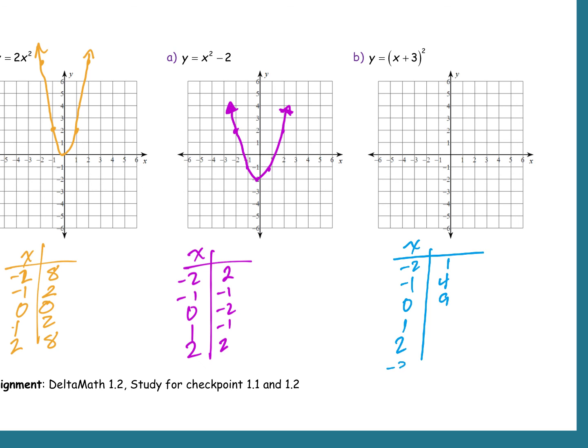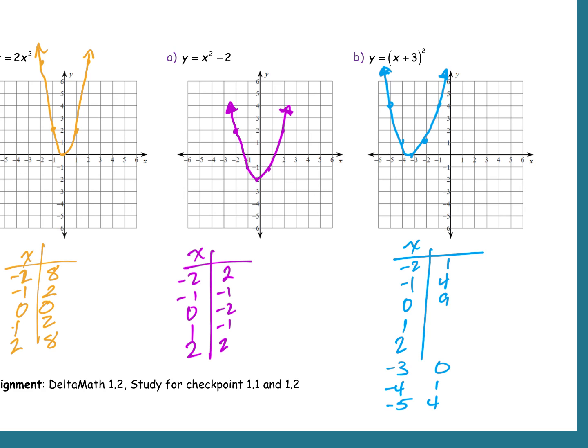Okay, so we're going to go -3, 0, -4, 1. It's 4. Okay, -2 and 1, and 4, -3 and 0. Okay, so there is our two graphs.